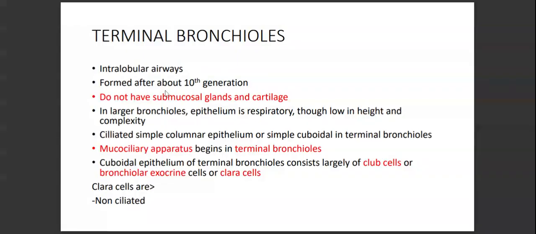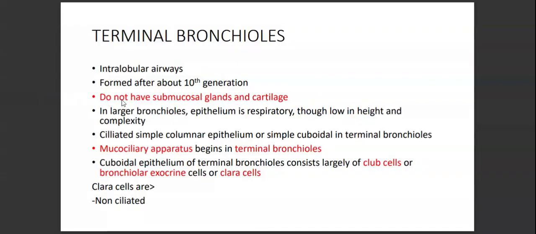Okay, so they are formed after about the 10th generation. Especially in physiology, there is a stepwise division of these things. We call them generations. After each generation, there are some changes. If you are more interested to know, you can look up that information. But what is important here to know is that these are formed after about the 10th generation. Okay, so this here is also very, very important. That's why it is highlighted in red.